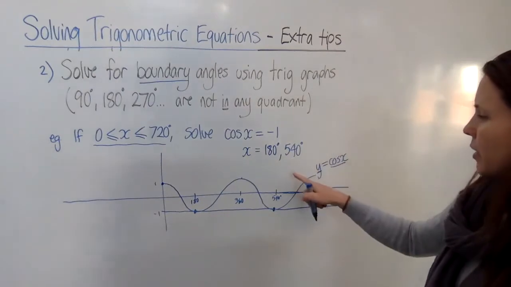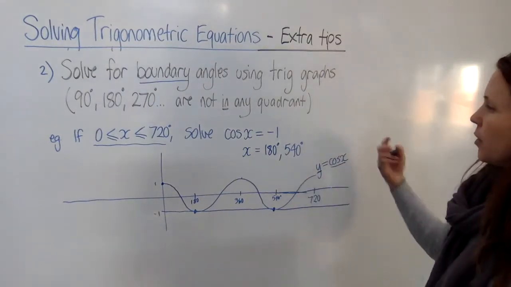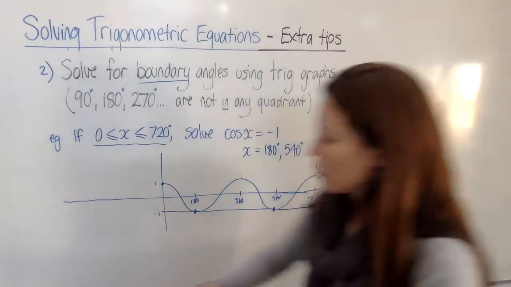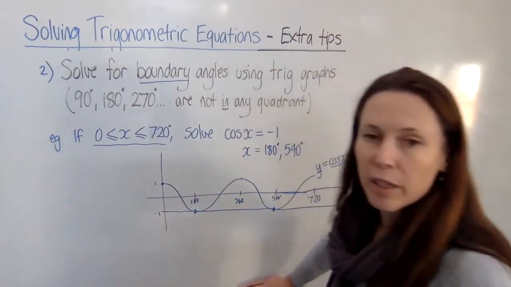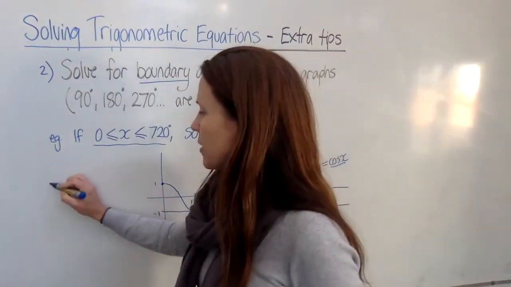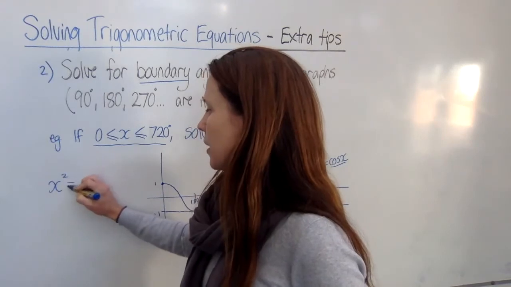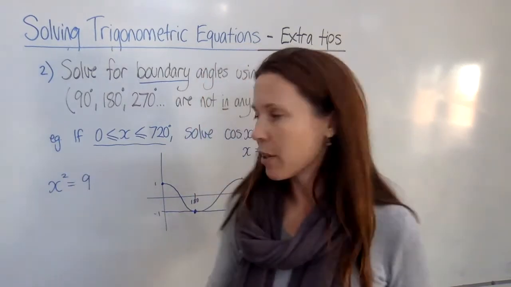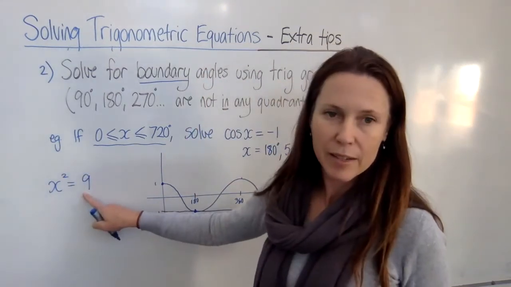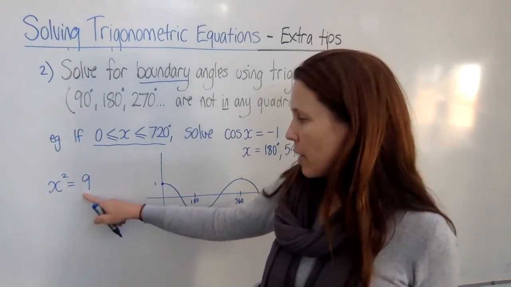Now, if you're a bit unclear about why this makes sense, perhaps it might be helpful to cast your mind back to when we were solving quadratic functions. If I say x squared equals 9, I'm giving you an easy one because you know the answer to that is that x could be 3 or it could be minus 3.